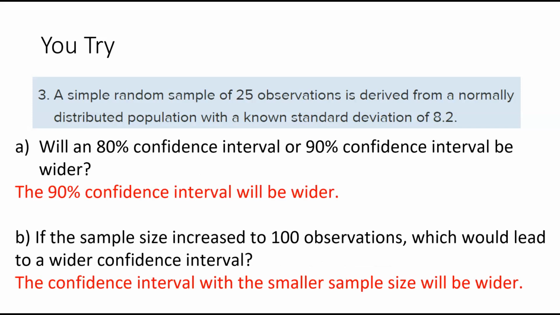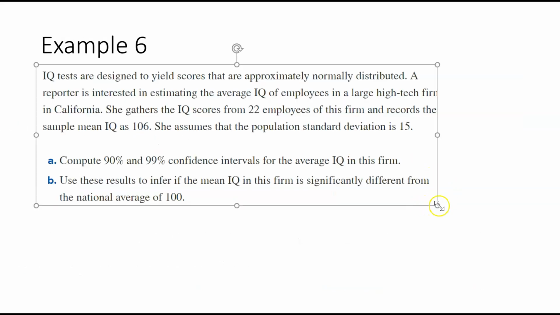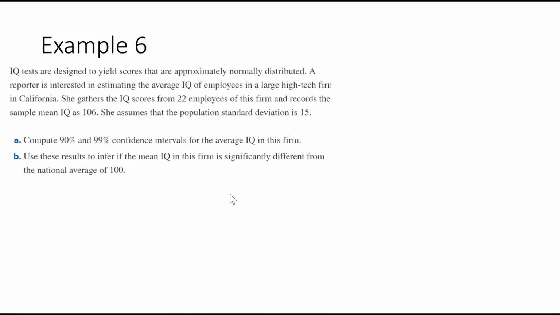And there you go. So now let's do a couple examples where we're actually determining the confidence levels and the confidence intervals. IQ tests are designed to yield scores that are approximately normally distributed. A reporter is interested in estimating the average IQ of employees in a firm in California. She gathers the IQ scores from 22 employees, so we've got N equals 22, and records the sample mean as 106, and she assumes the standard deviation is 15. So A says compute a 90 and 99% confidence interval.